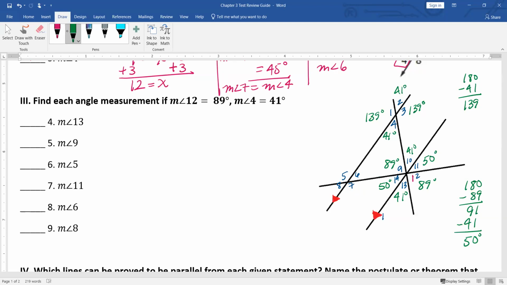I know that angle 6 and angle 14, these two here, are alternate interiors as long as this is the transversal. So if angle 14 is 50, then angle 6 is also 50 degrees. Angle 6 and angle 5 are a linear pair, so angle 5 would be 130 degrees, because 180 minus 50 is 130. And then I've got vertical angles here, so 8 is also 50 degrees, and 7 is also 130.